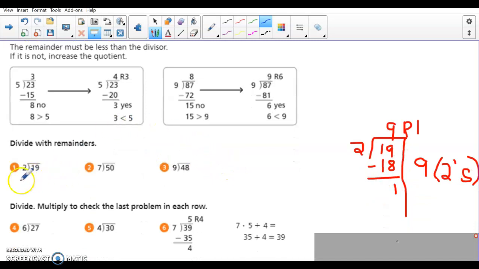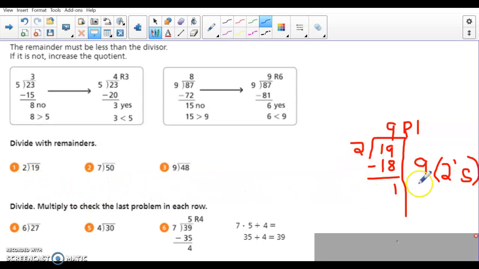So in other words, if we start with 19 divided by 2, we would say that I have 9 groups of 2. And you could even draw that out, right? You could draw the picture of groups of 2. If you have 9 groups of 2, you're going to have 9 times 2, which is 18.